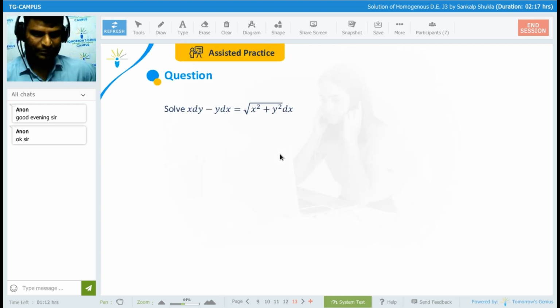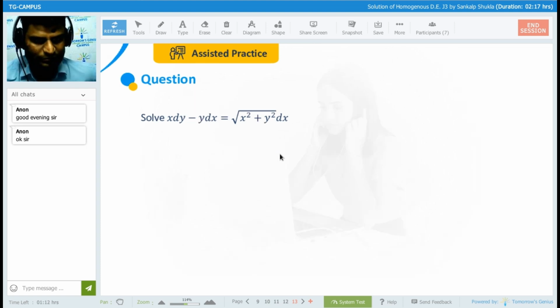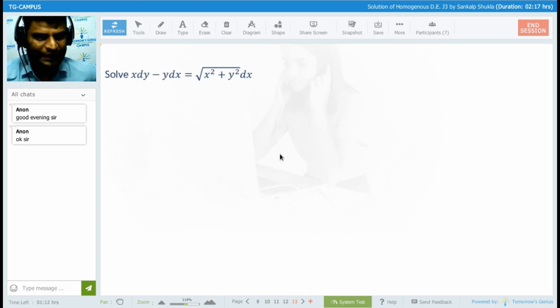Fine, we can solve this question now. Solve x dy minus y dx equals to root x square plus y square dx. Try and let me know the answer in the chat.